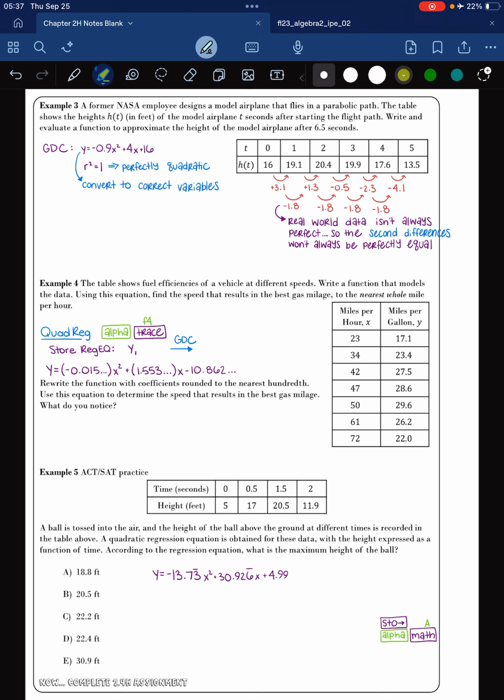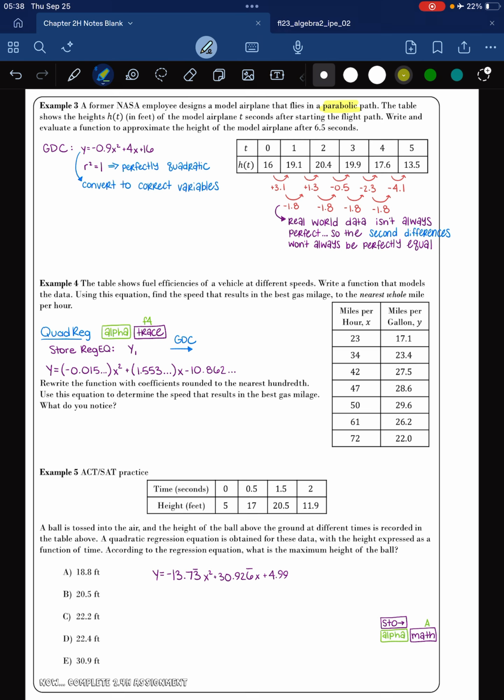Okay, so in this first example, a NASA employee designs a model airplane that flies in a parabolic path. Well, that's super handy to know. It tells me to use a quadratic because we know the shape of the quadratic is a parabola. Okay, so I don't even have to map this out. I wouldn't have to check for second differences. I just did because I thought it was interesting that this does end up to be perfectly quadratic data.